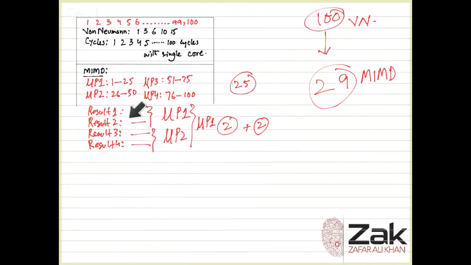Result 1, result 2, result 3, result 4. These 4 results, half and half, will be taken and given to 2 CPUs now. Their results would come, these are 25 cycles, these are 2 cycles, and then these 2 final outputs will be given to one processor. All right, so how many cycles are these now? 29. Okay, so in von Neumann it is 100 cycles, and if it is a 4 core processor, then it is 29 cycles.